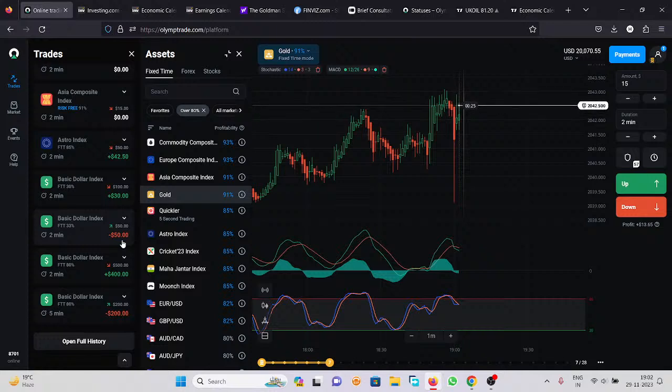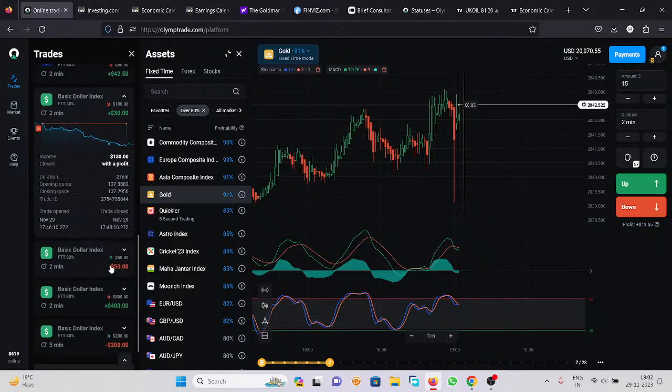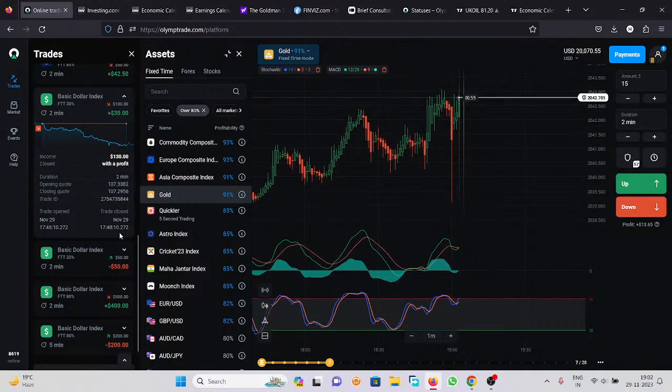First trade I start with $50. If my $50 trade becomes positive, then I continue with $50. I will not change my timing. In that situation, there is no need to change your amount, continue with the same amount. If the trade is unsuccessful, then again open the trade with double the amount. So I open the trade with $100. The next trade is positive, so the loss of $50 is recovered.